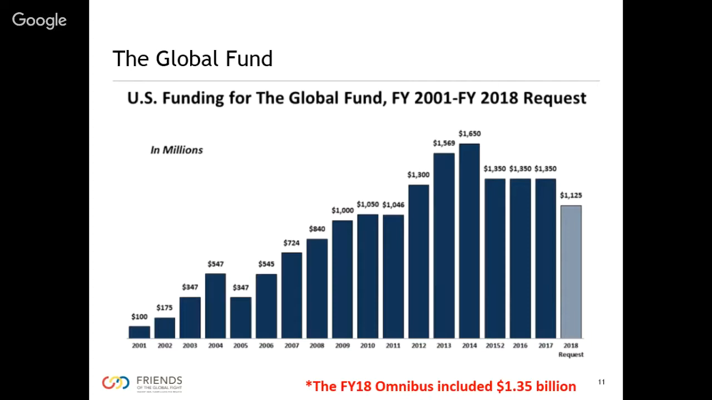The president again cut the Global Fund in his recent FY 2019 proposal to $925 million, which was a $425 million cut to the Global Fund. And as you can see from this chart, again, I've highlighted that in the omnibus, the Global Fund is funded at $1.35 billion.